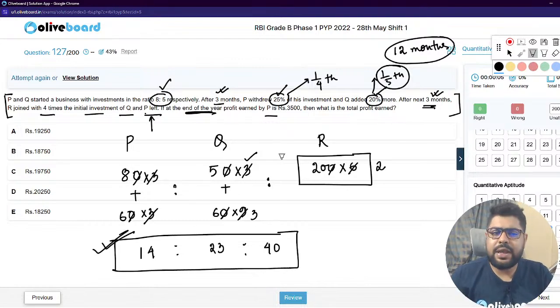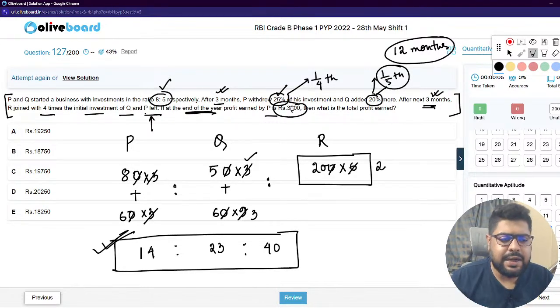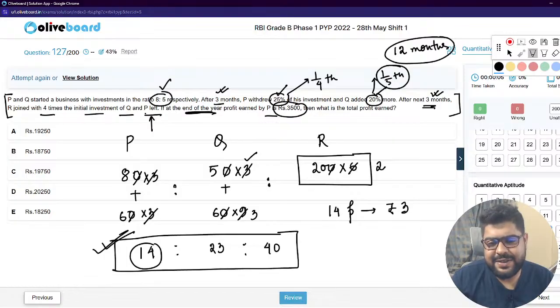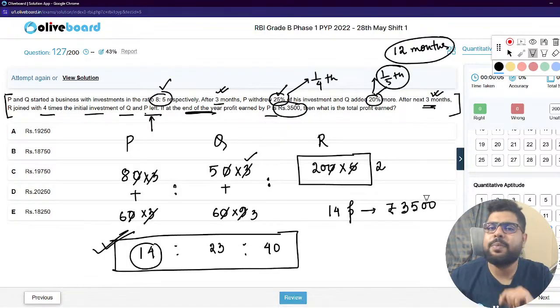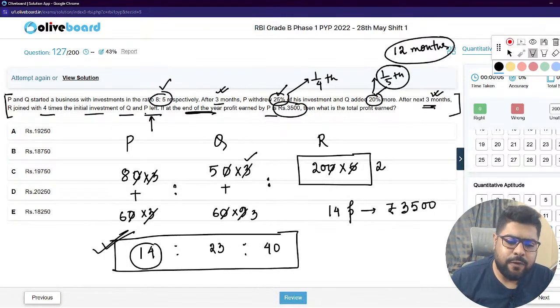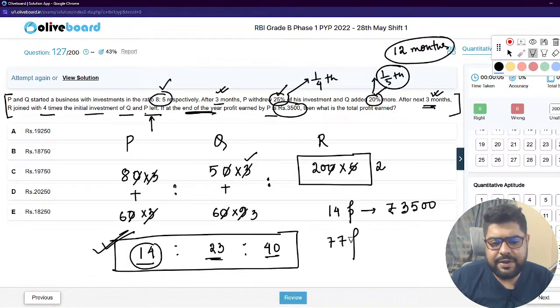Now P has got 3,500 rupees, meaning the value of 14 parts is 3,500 rupees. They are asking the total profit. Total profit will be how much? 14 and 23 is 37, and 37 plus 40 is 77 parts. They are asking this much. So 3,500 divided by 14 into 77.